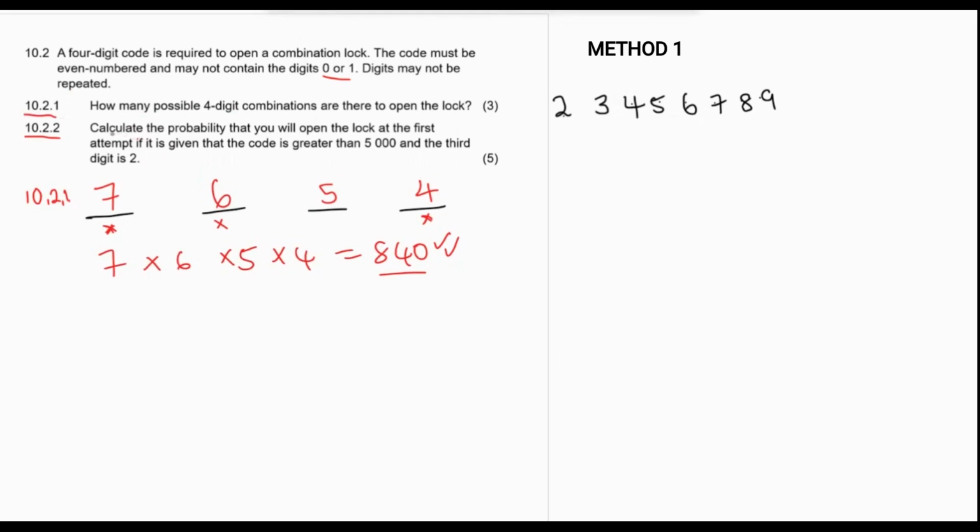10.2.1. Now, it says, calculate the probability that you will open the lock at the first attempt if it is given that the code is greater than 5000 and the third digit is 2. Right, so we have different situations here. Since the code has to be an even number, it can end with a 4, it can end with a 6, it can end with an 8. But remember, 2 is also even, but we're told that 2 is fixed as a third digit there. So it's a restriction there.